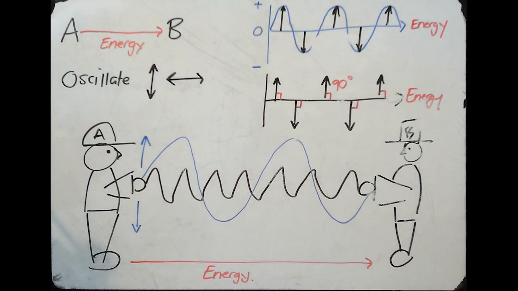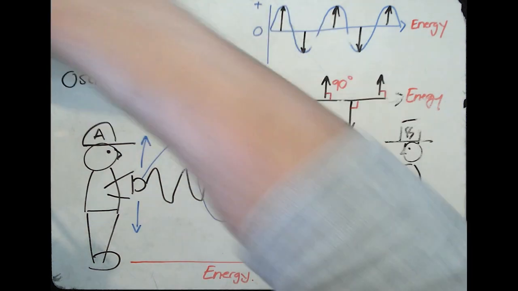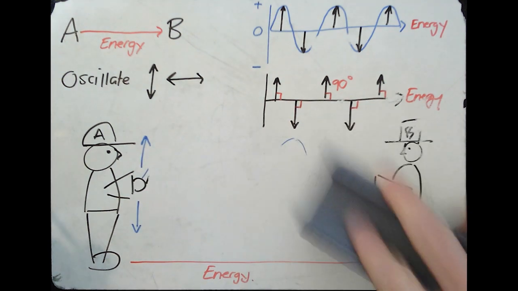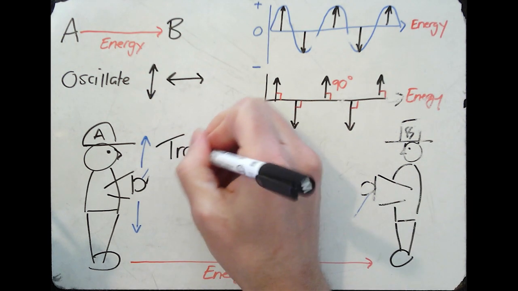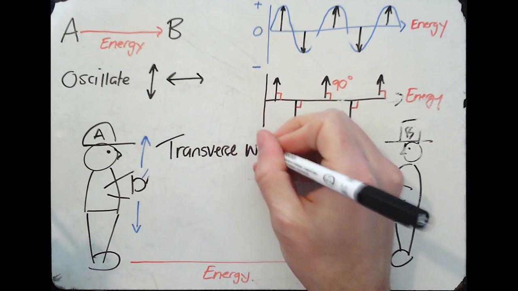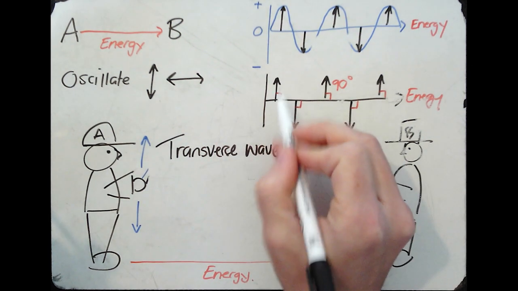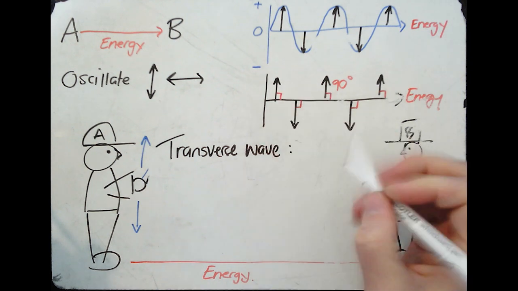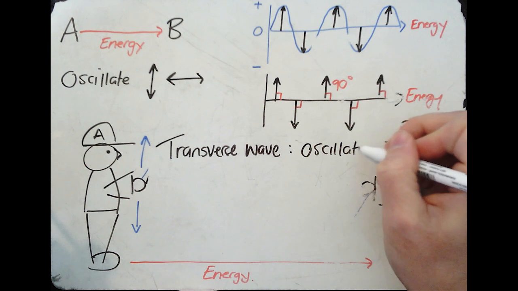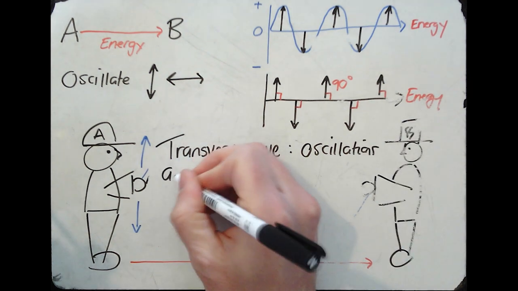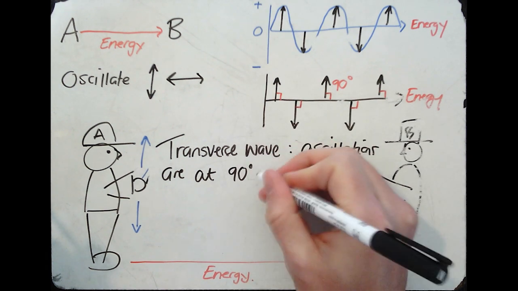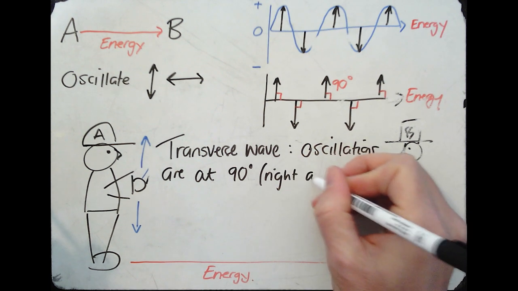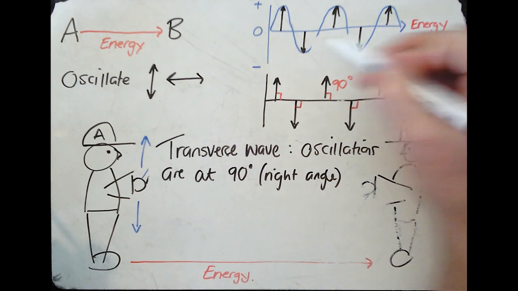So we can actually now come up with our definition. And we'll write it here. And this is a transverse wave. So our definition is, in a transverse wave, the oscillations, that's the movement of the spring, are at 90 degrees, it's a right angle, to the direction that the energy is going.